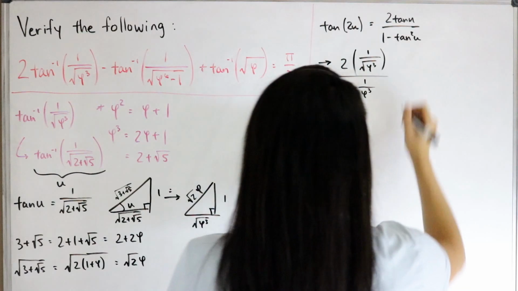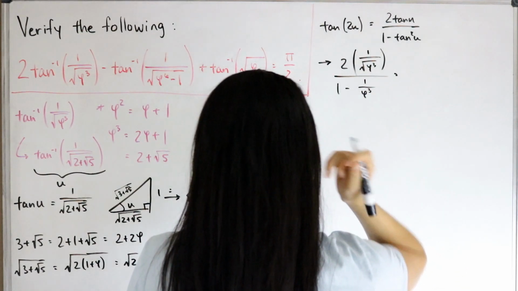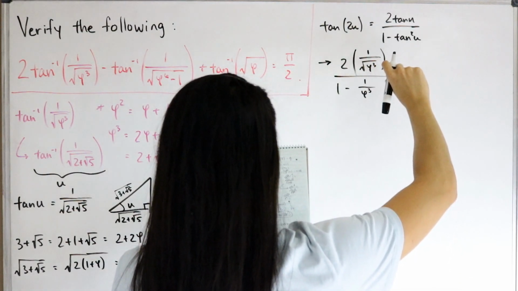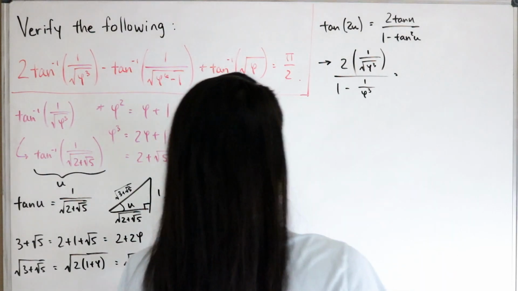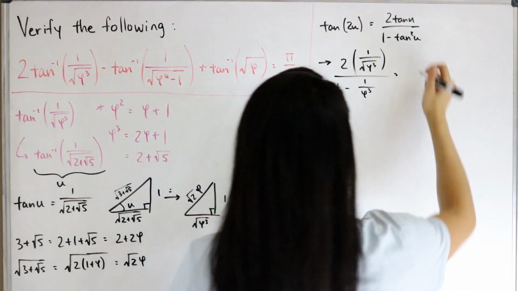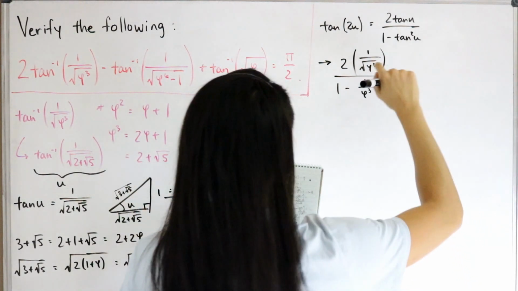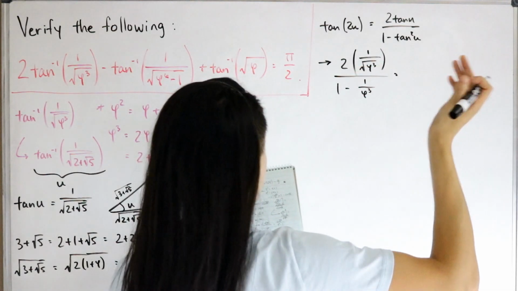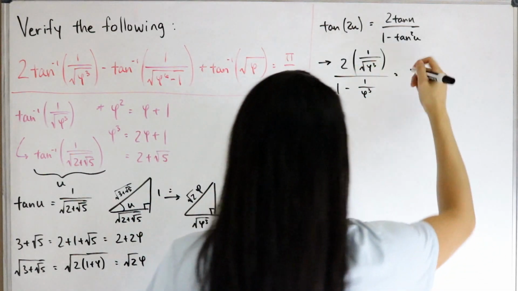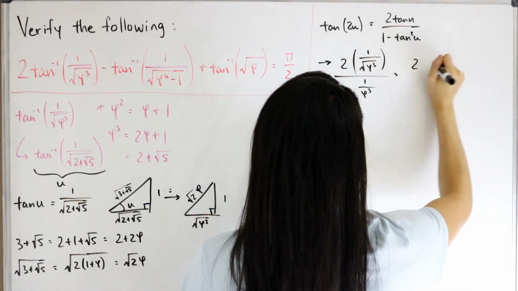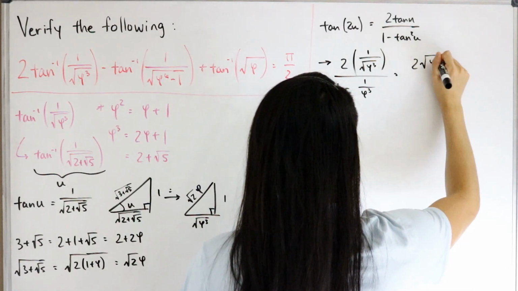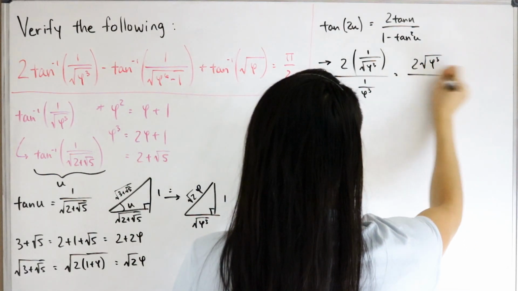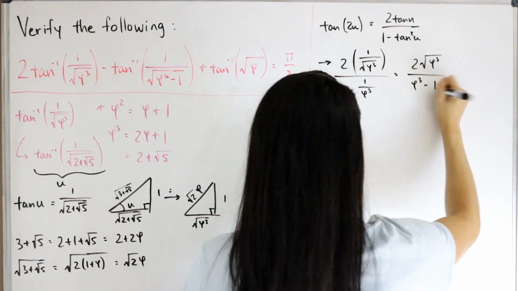And then let's simplify this further. Let me multiply phi cubed to both the numerator and denominator just to get rid of the fraction over here. So putting this all together and simplifying that out, you get this in terms of the same base exponent fraction. We have that this is going to be 2 times the square root of phi cubed, divided by phi cubed subtract 1.